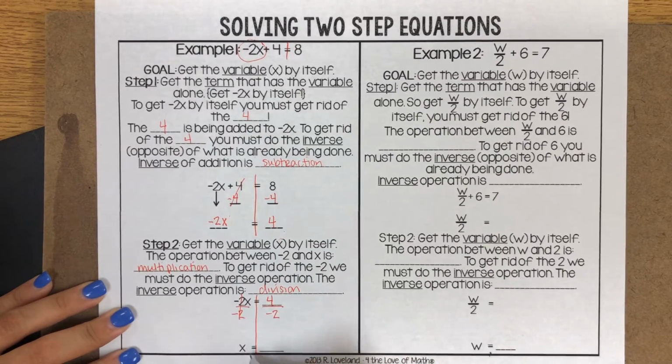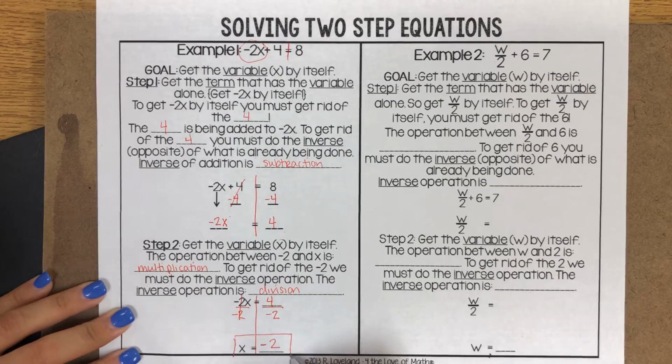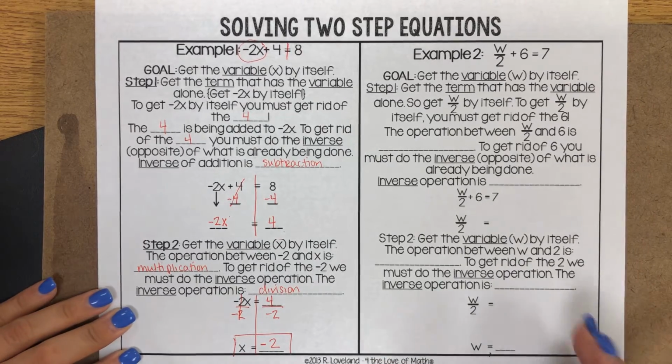Those cancel out, so we bring down our x. 4 divided by negative 2, remember, positive divided by negative, they're different signs, so we have a negative. 4 divided by 2 is 2. So our answer is x equals negative 2.